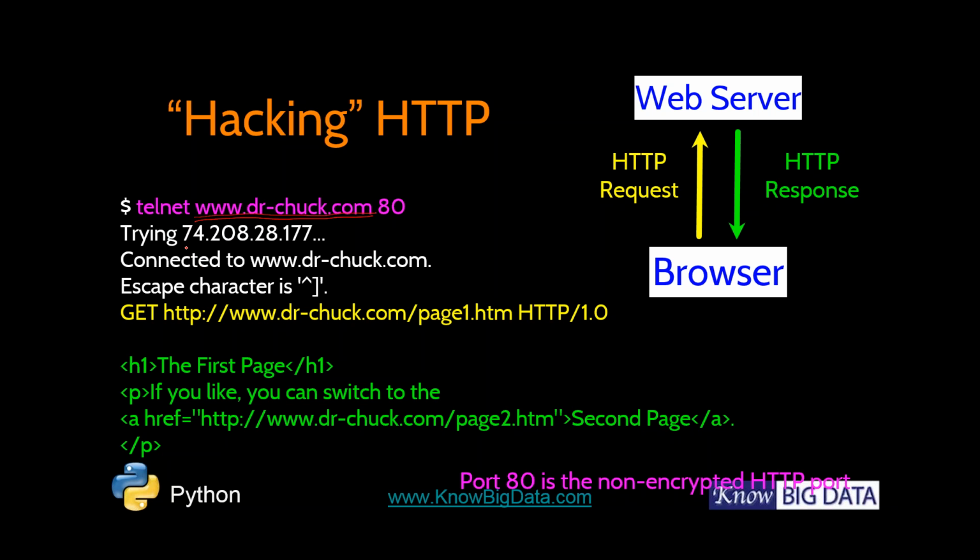So what it says is trying this IP address of the server and connecting to it, and once the connection is done, you do the GET request for this particular page, 1.htm. And here is the page you get, the data, basically. That's the HTTP response. The upper side is the request, and the lower side from the server is the HTTP response.